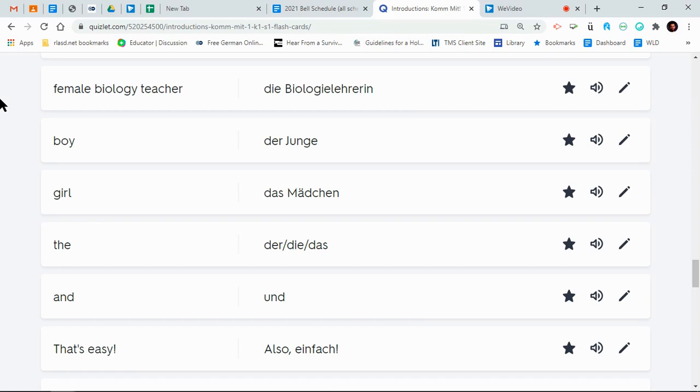Now, the reason why girl is neuter is because of the last 4 letters. This ending or suffix, it's called a diminutive suffix, and that just basically means that it's smaller. So we have words that end in CHEN, and what that does is it just makes it little. So if you think of, for example, a girl being a smaller or little version of a woman, that's really the reason why here. So we were saying das Mädchen.